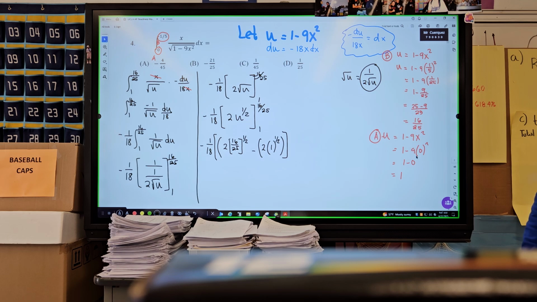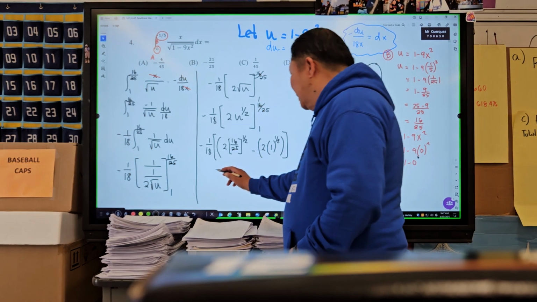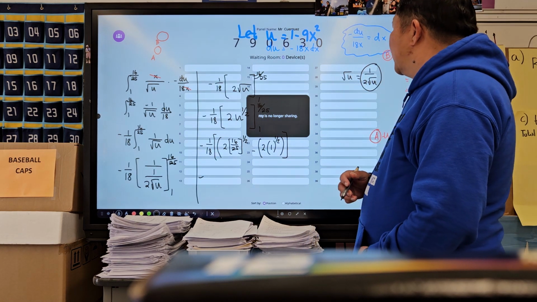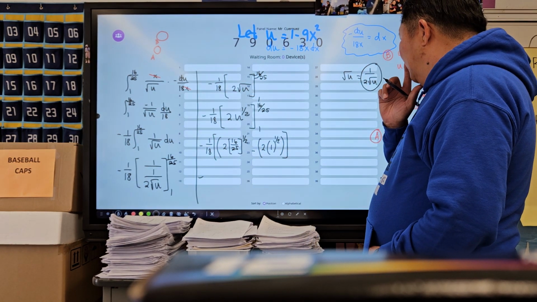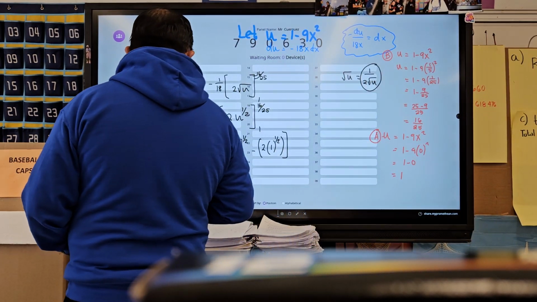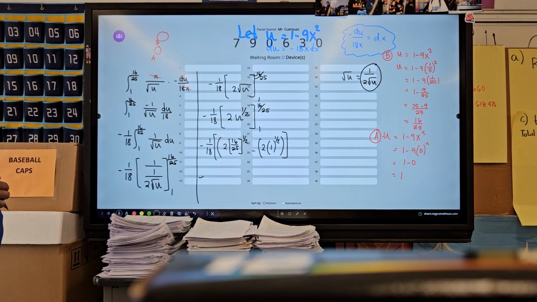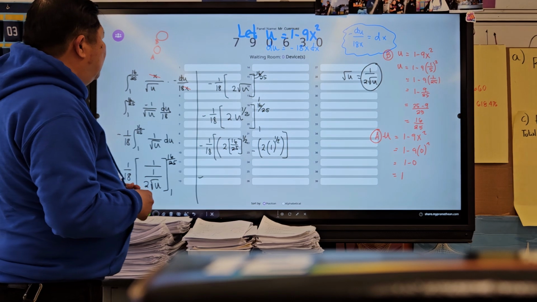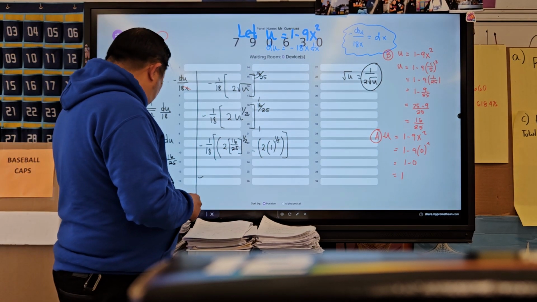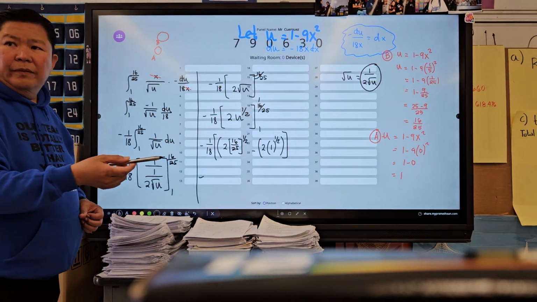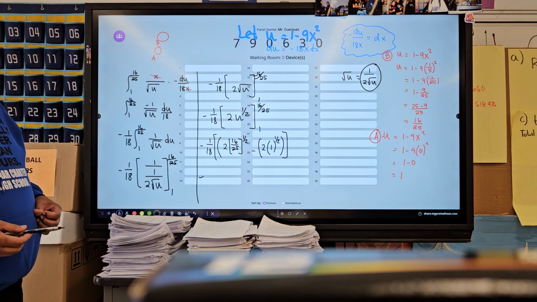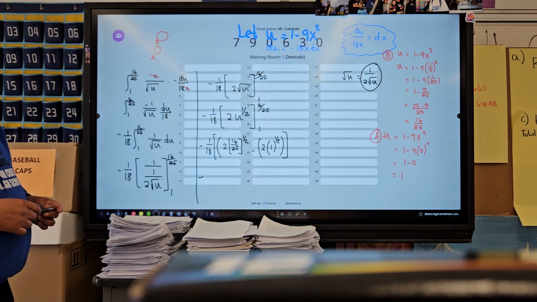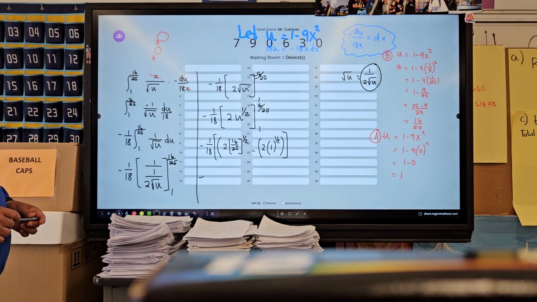Continue right here. What happened? No longer sharing. You have to share your screen again. Can you? Yeah, screen share.